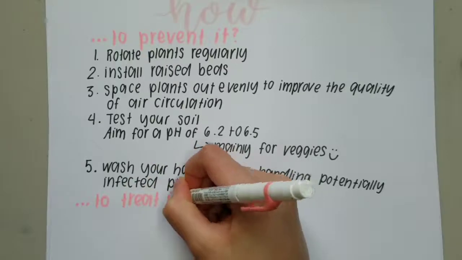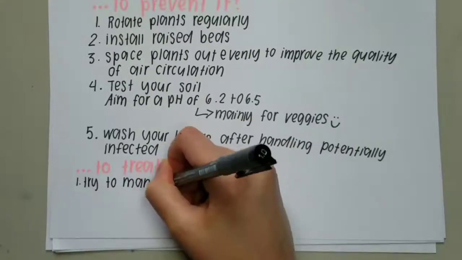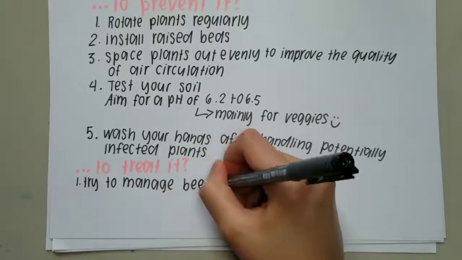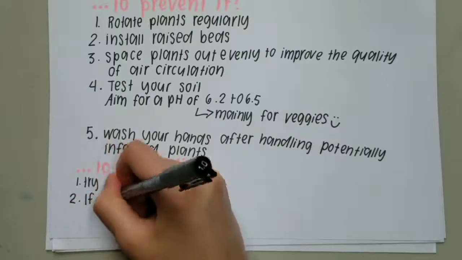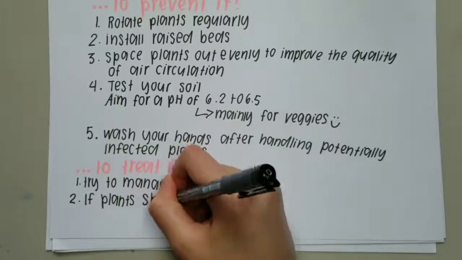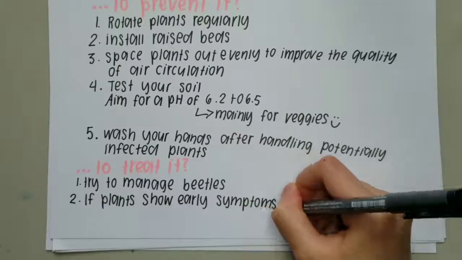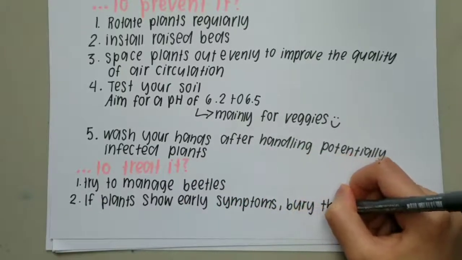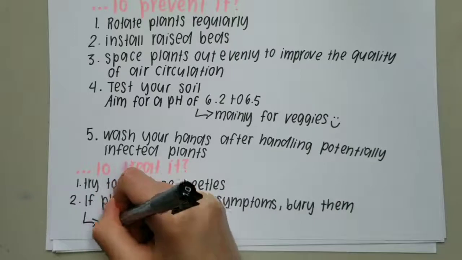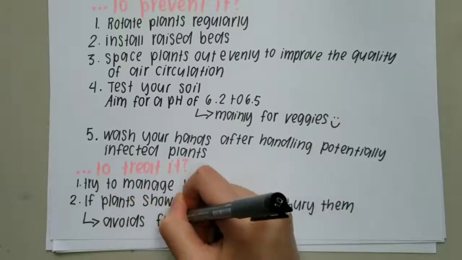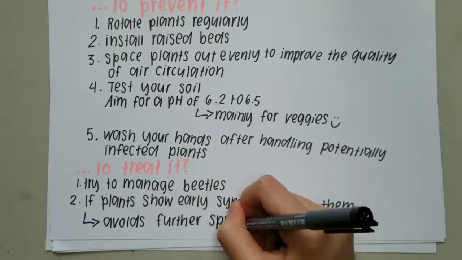If it's too late and one of your plants already has this disease, let's talk about how you can treat it. As I previously mentioned, beetles are the main cause of this spread. Try to manage them if you can. If your plant shows any early symptoms that I mentioned earlier, bury the infected plant. This will help to avoid further spread to your healthy plant.